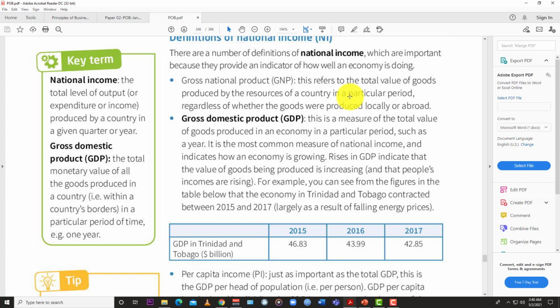But GDP, on the other hand, is a measure of the total value of goods produced in an economy within the borders of a country. It doesn't matter who owns the factors of production or the resources. Once production was done within the border of a country, then it is calculated in the GDP. But GNP is whether they were produced in the borders or outside of the borders of a country. Once they were produced using factors of production owned by a citizen of that country, it goes towards their GNP.